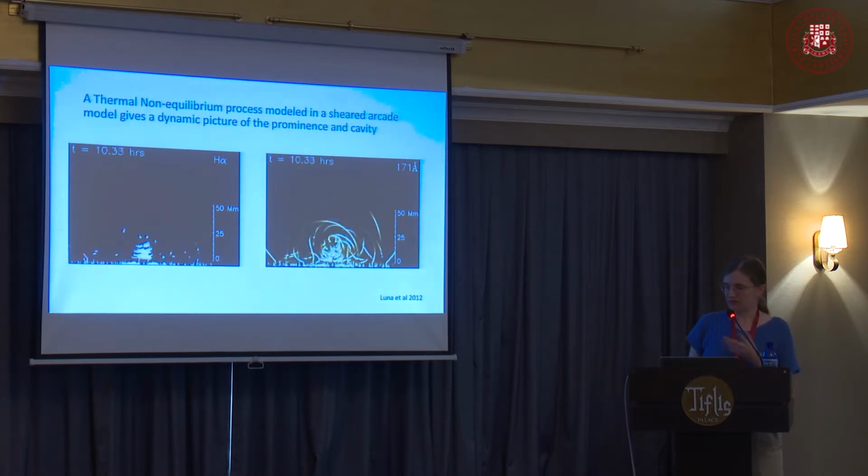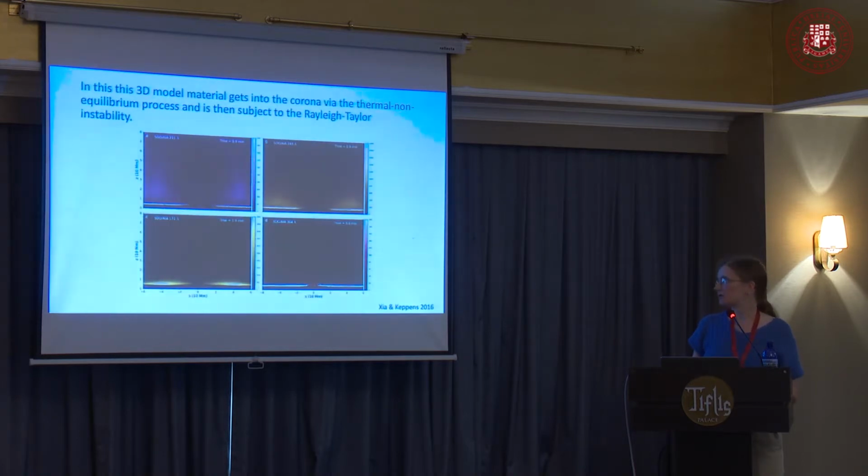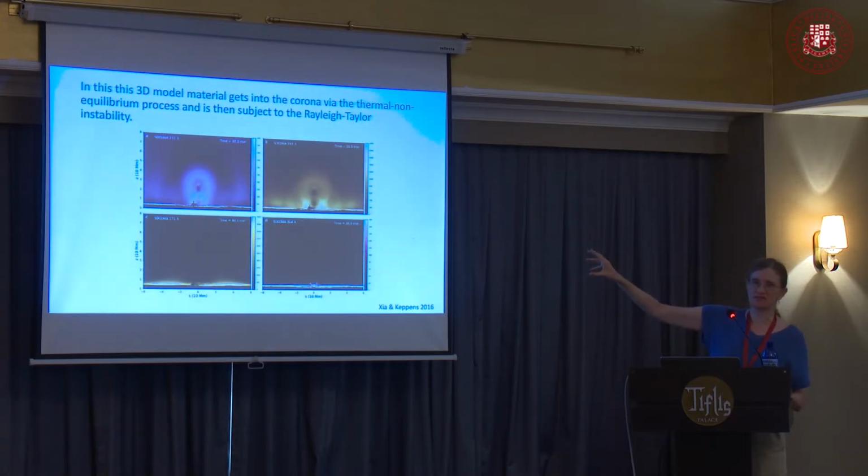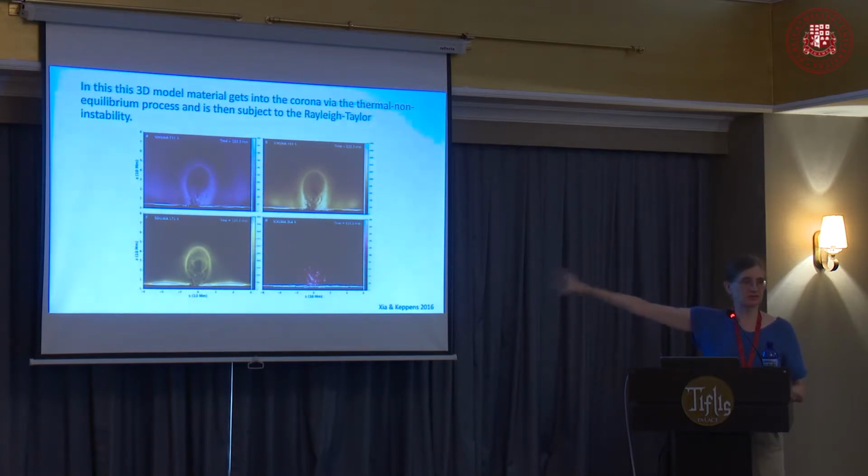Here's another variation I mentioned. This is basically a 1D model. Here's a model by Shah and Keppens, where they're actually doing a 3D model of the same process. And in addition to getting the material up in the corona using the foot point heating and condensation, in this model you also have Rayleigh-Taylor instability causing cool material to flow down out of the prominence. So you can combine these different processes.